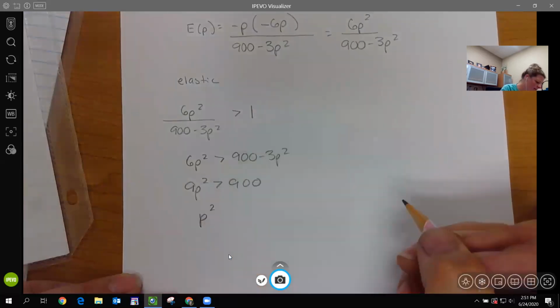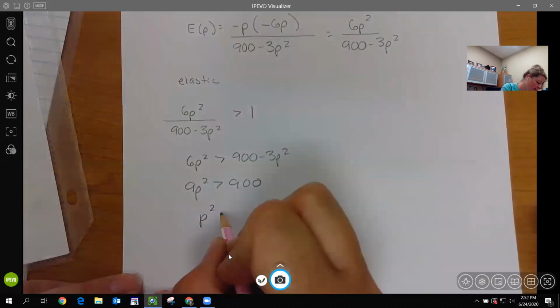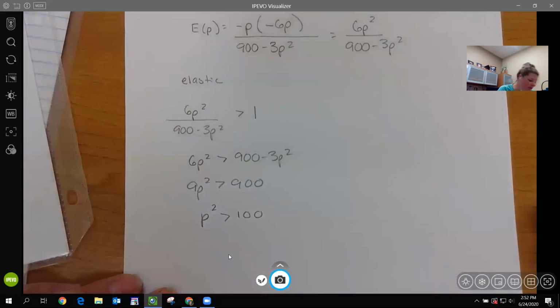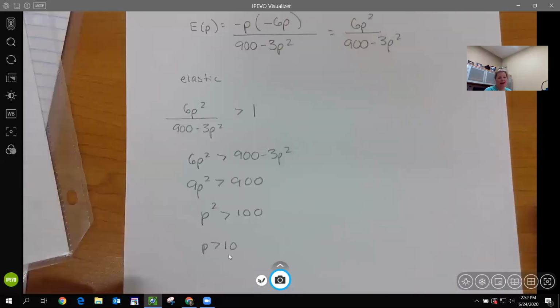Where did I mess up? I got a different solution over here. Why? Oh, I was just looking at the wrong spot. Never mind. It is greater than 100. If I take the square root of both sides, P is greater than 10. I don't look at the negative 10.